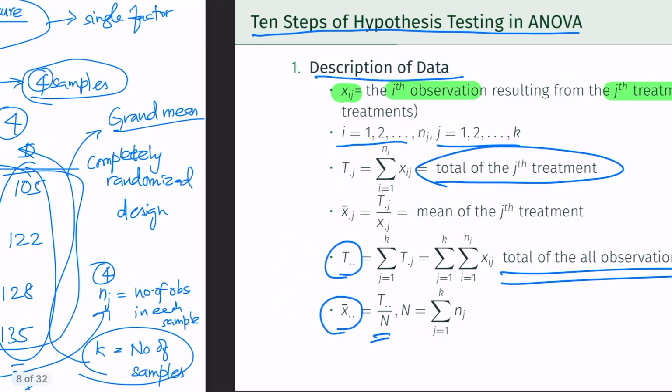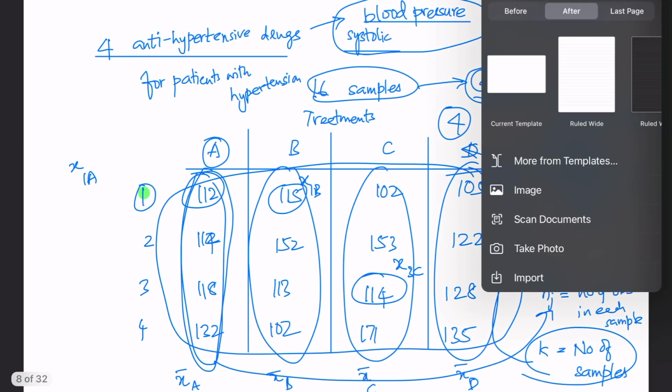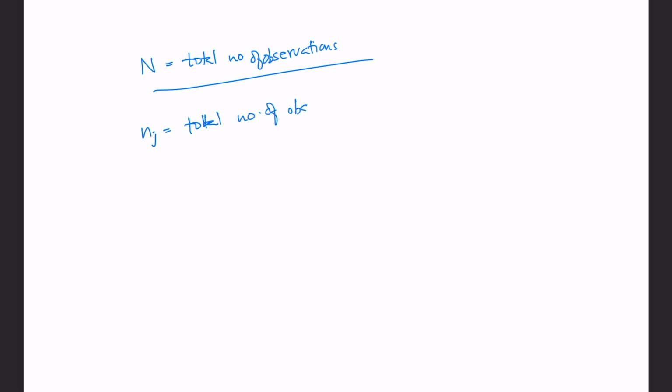One thing to remember is the values: N representing the total number of observations, Nj representing the total number of observations in a treatment, and K representing the total number of treatments.